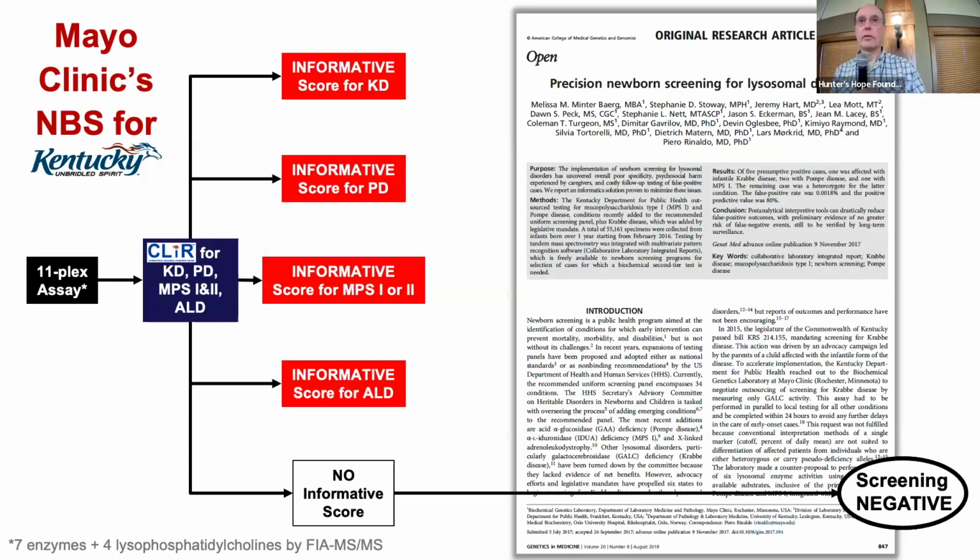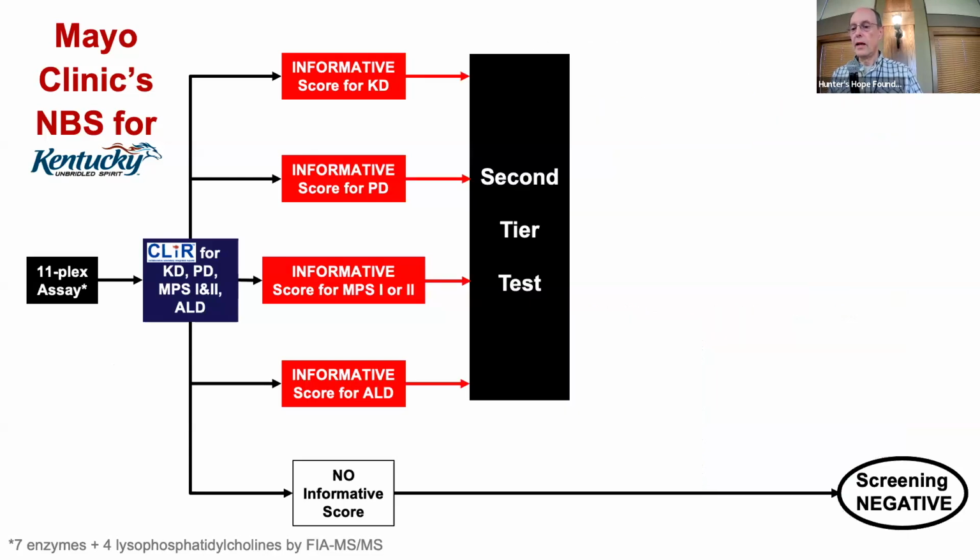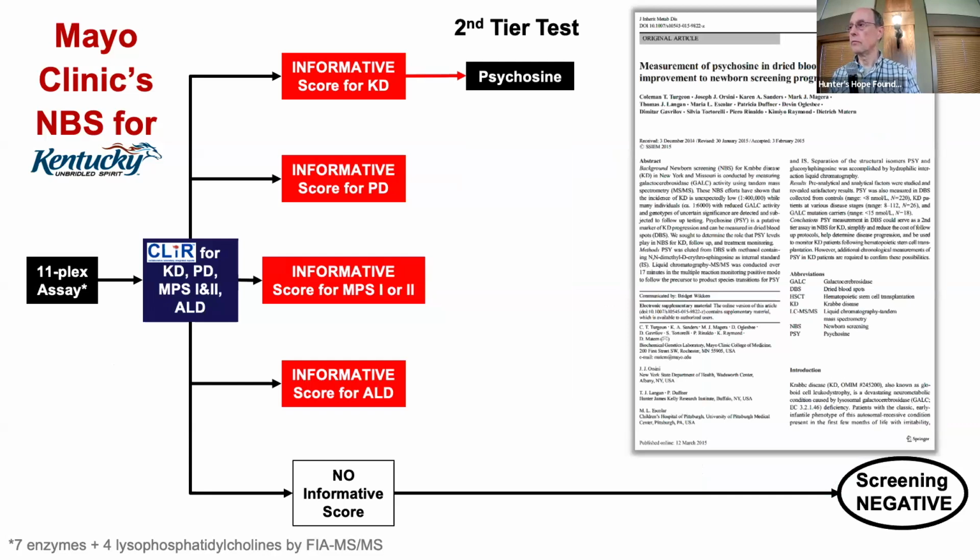We now have an 11-plex assay. That means we measure 7 lysosomal enzyme activities and 4 lysophosphatidylcholines for adrenoleukodystrophy. Then we have a bioinformatics tool that looks at all these data and determines whether the baby looks like any other healthy baby or may be affected with Krabbe, Pompe, MPS 1, 2, or adrenoleukodystrophy. When any of those conditions may be a possibility, we do a second-tier test. We don't contact the family, but we take another punch from the blood spot and do a more specific assay. For Krabbe disease, we measure psychosine.